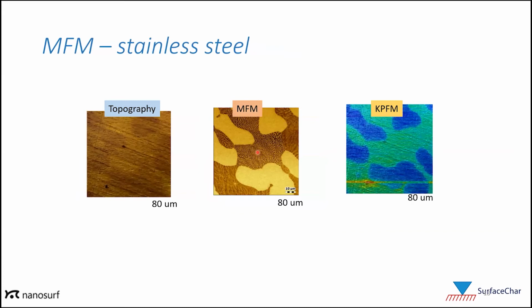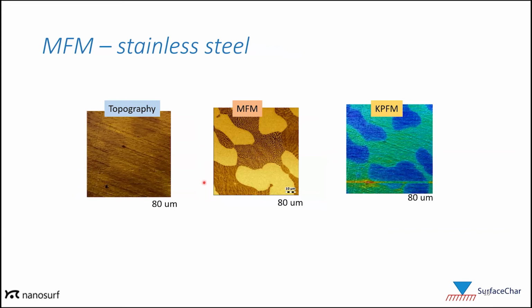Now, a good example where we bring in a couple of these modes to get a more complete visualization of the sample is shown here. It's looking at stainless steel. Here's the topography image of stainless steel. We see some polishing scratches, not very exciting, and other than that, we don't really see a whole lot.